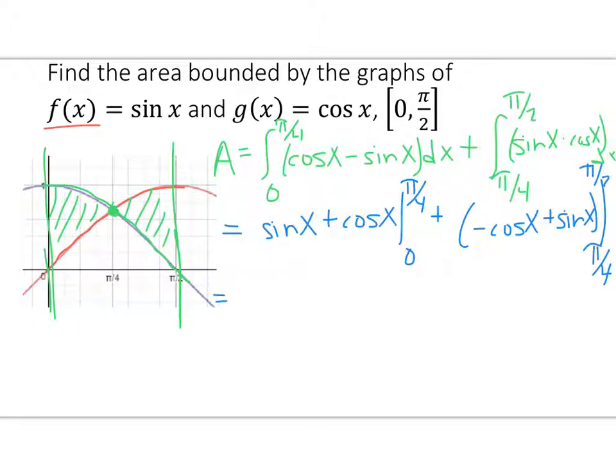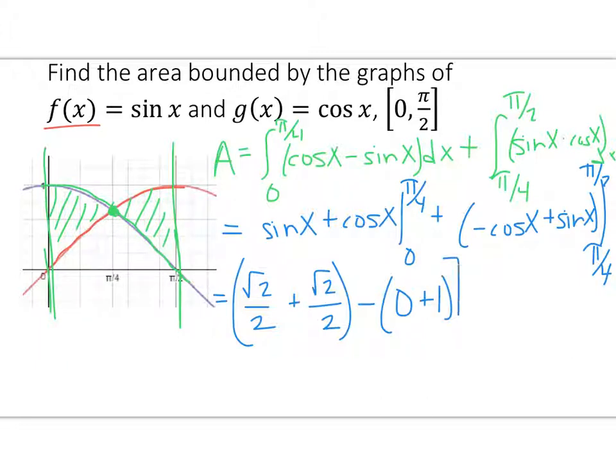So the sine of pi over 4 is radical 2 over 2. The cosine of pi over 4 is radical 2 over 2. The sine of 0 is 0. The cosine of 0 is 1, so that's my first half. And then I'm adding to that the negative cosine of pi over 4, which would be negative radical 2 over 2.